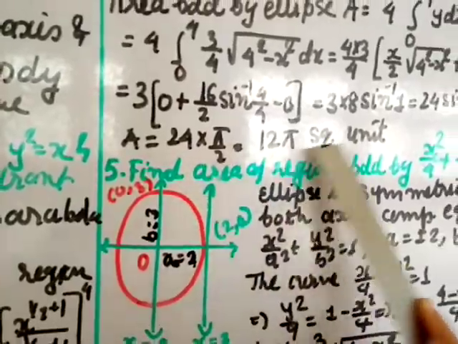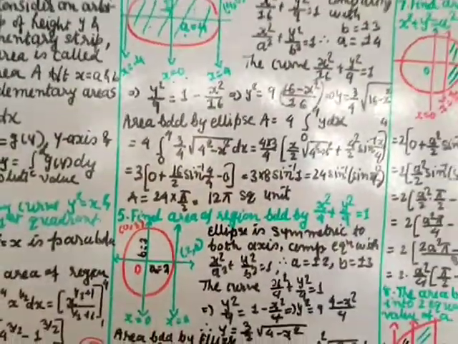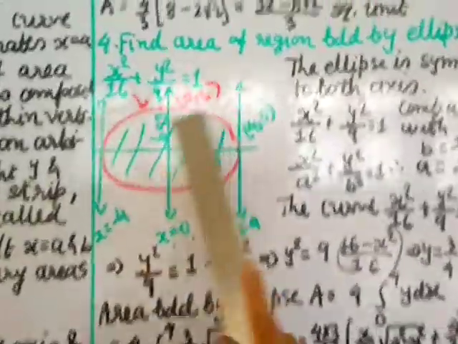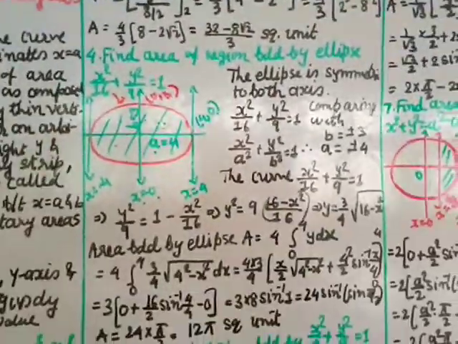So this is the square unit. This is the area bounded by this ellipse. Okay, this area. So that is the answer for question number 4.